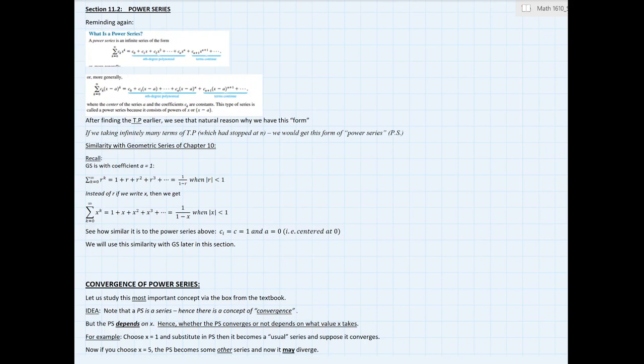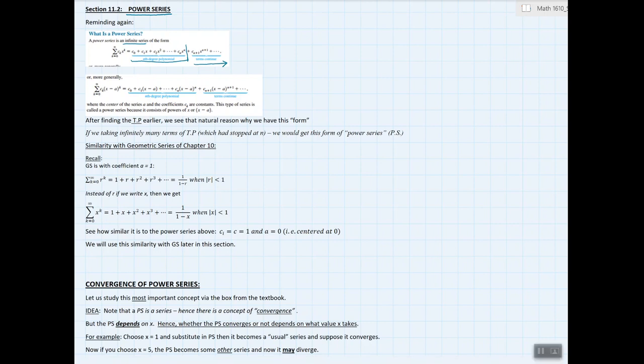So we're going to start with the next section, 11.2, which is on power series. To remind you again, as I had introduced in the previous section, the motivation and the idea of power series. A power series is an infinite series of this form: summation k going from 0 to infinity of c_k x raised to the power k. Now, if you take the sum till n terms, then it becomes a polynomial, and if you continue, it obviously is a series.